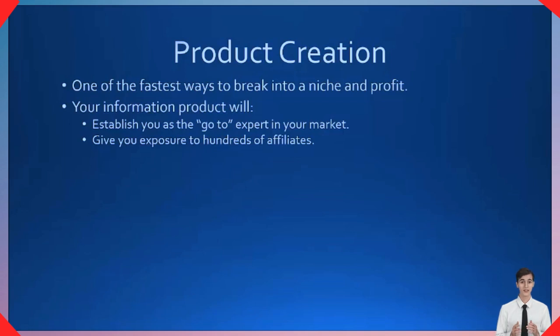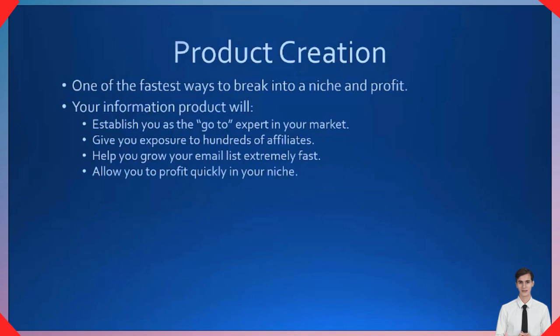So that means once you have an information product, you can recruit other people that have blogs, email lists, and articles out there that are looking for products to promote within that niche market. You could do what's called a joint venture with them and have them send you traffic. Some of the quickest ways to get traffic and sales is to have affiliate driven traffic, meaning affiliates that have an email list that could send traffic to your particular offer. It's a great way to grow your email list extremely fast and allow you to profit quickly in your niche market.